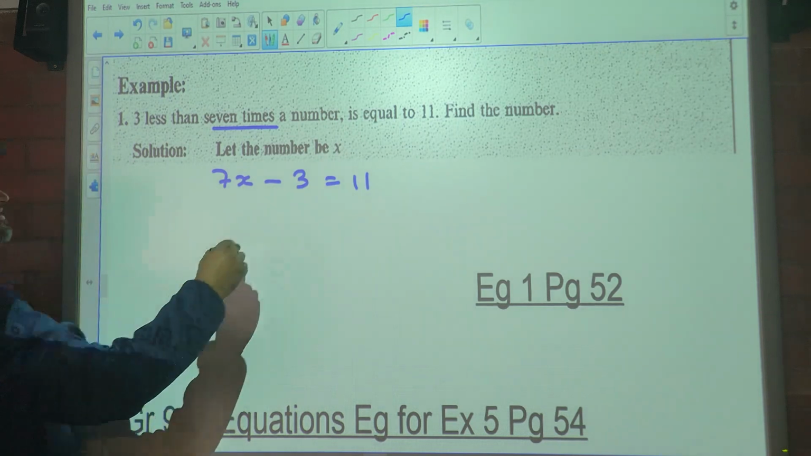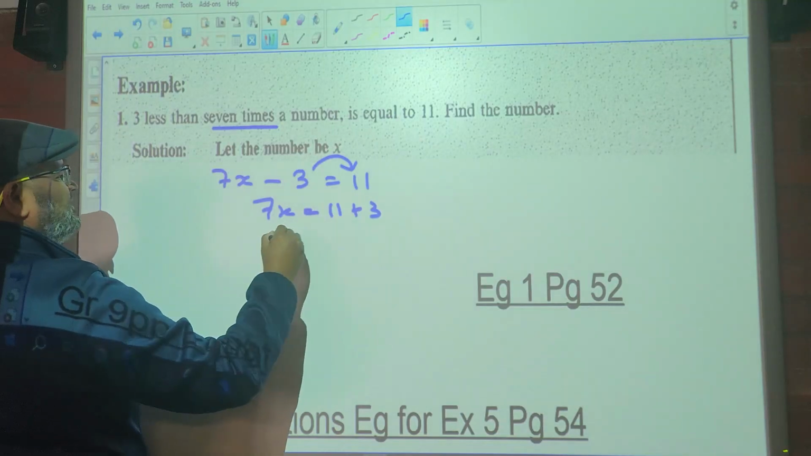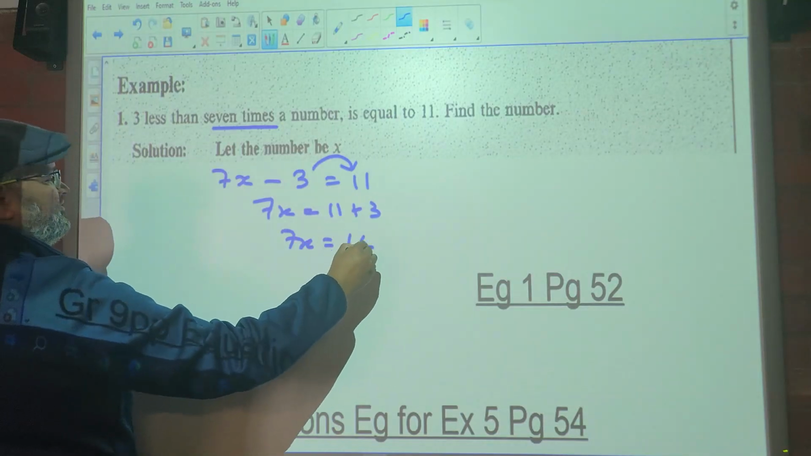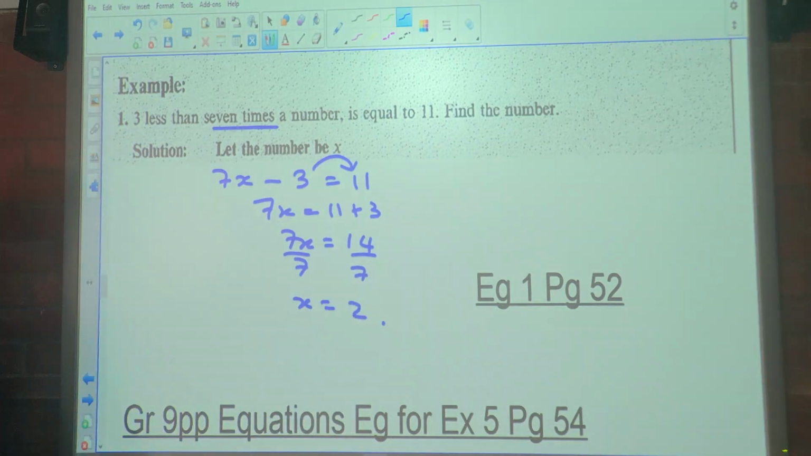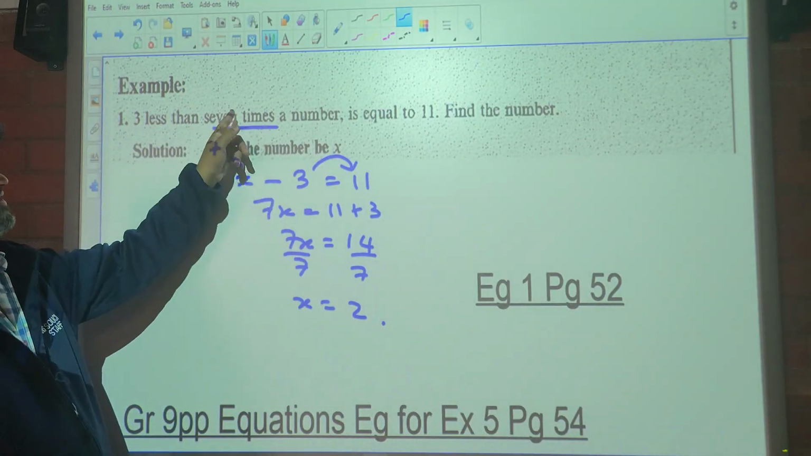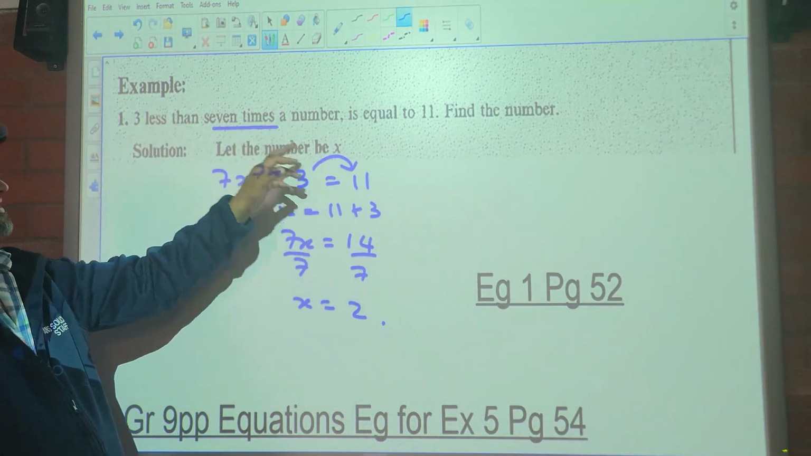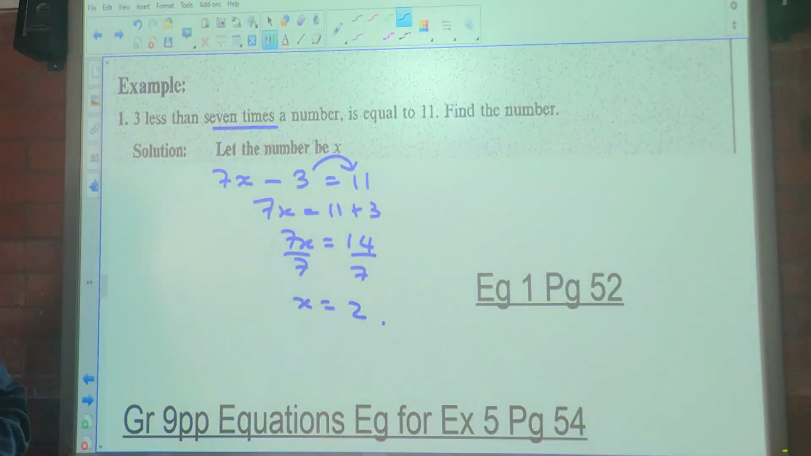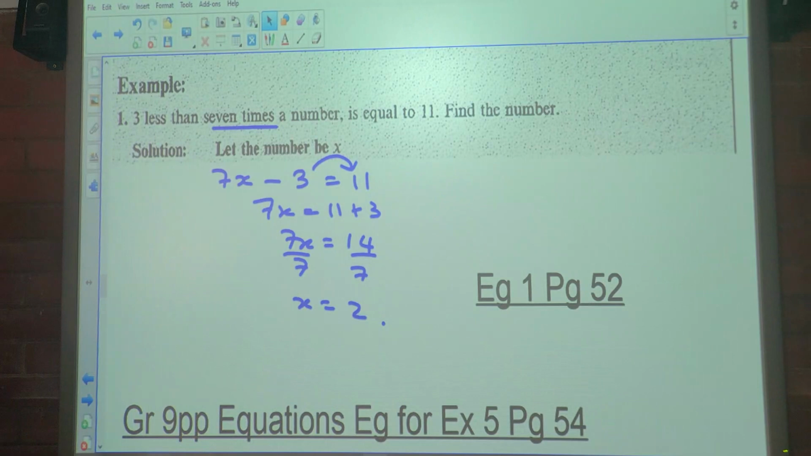Okay, so what do we do now? Solve for x. So it's going to be 7x is equal to 11 plus 3. 11 plus 3 is 14, divided by 7, x is equal to 2. Alright, so let's see if it makes sense. 3 less than 7 times the number 2: 7 times 2 is 14, 14 minus 3 is 11, which makes that good. Any confusion there?